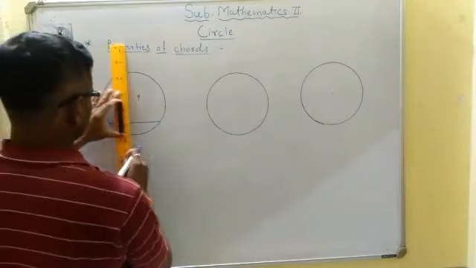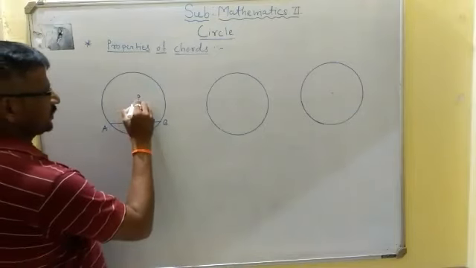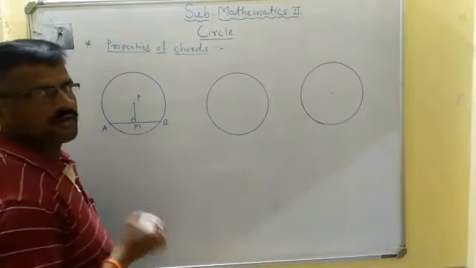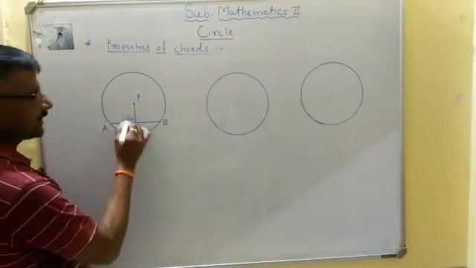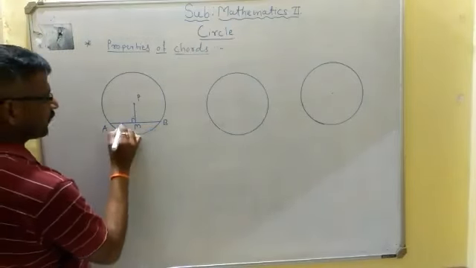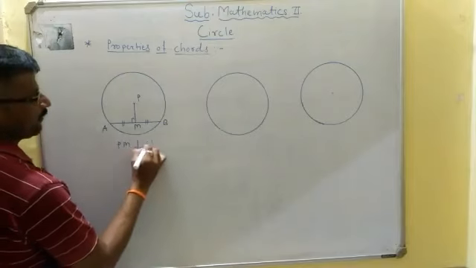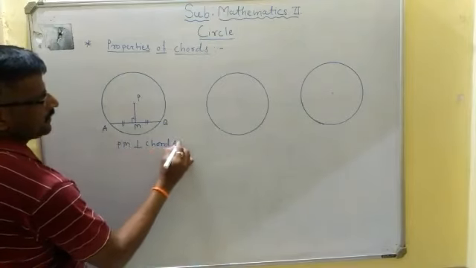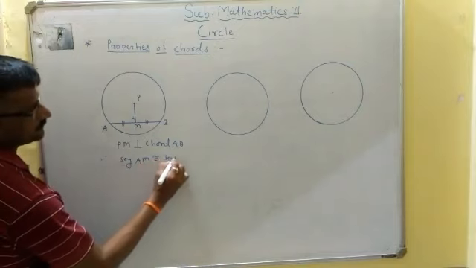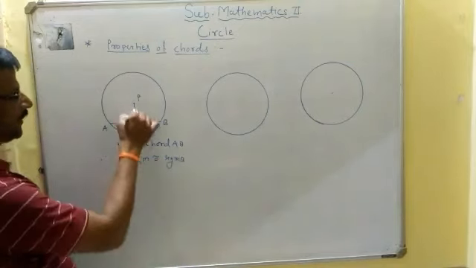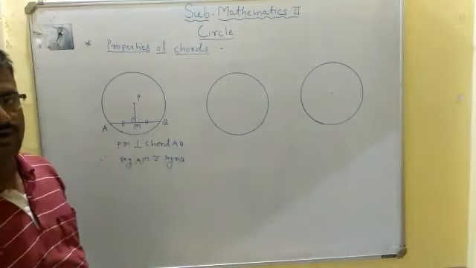Suppose AB is a chord and PM is a perpendicular drawn from the center to that chord. What happens? When you construct the perpendicular from the center to the chord, that perpendicular bisects the chord. Here P is the center of the circle and PM is perpendicular to the chord AB. Then segment AM is congruent with segment MB. That means the perpendicular drawn from the center to the chord bisects the chord.